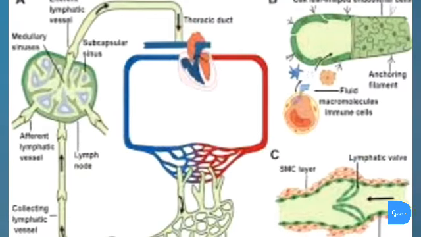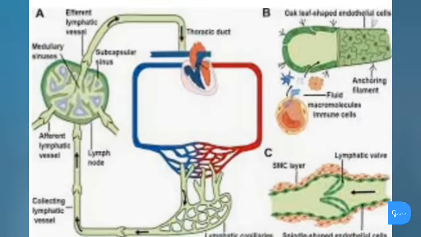Lymph node contains macrophages and dendritic cells which directly swallow the pathogens which invade our body. Lymph nodes also help in maturation and selection of the lymphocytes like T cells and B cells, which become activated and then are released to the lymph.